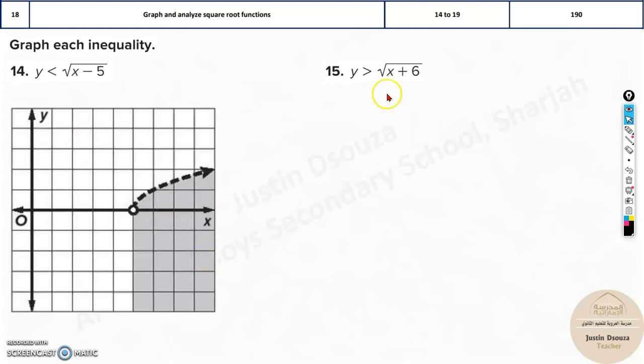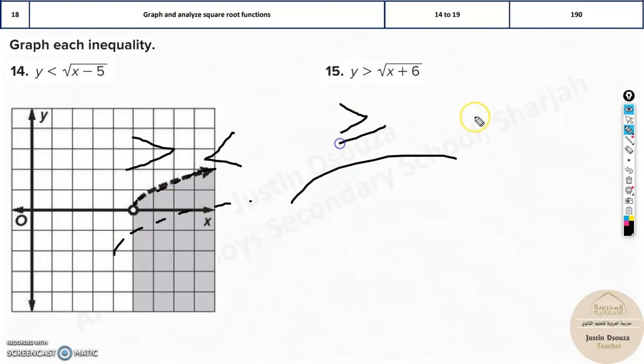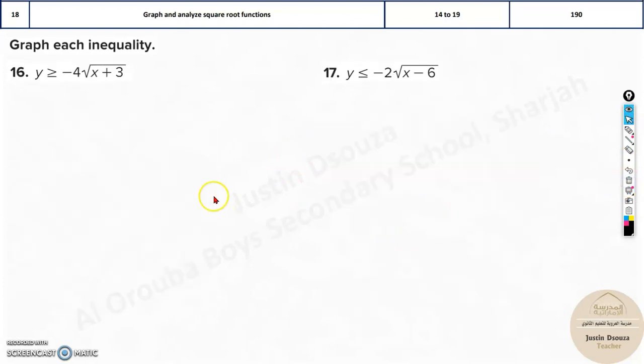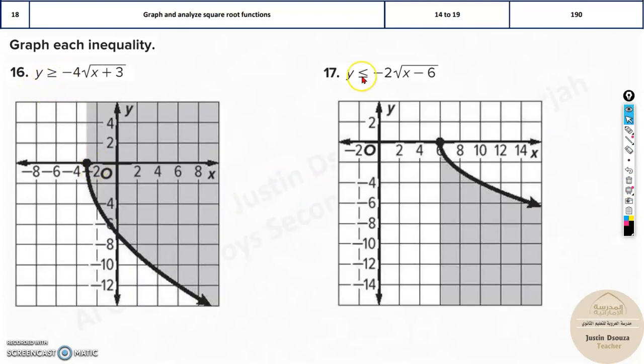How? First of all, you need to understand what is this dotted line and what is basically a straight line. Whenever you have an inequality like this, less than, greater than, you will have a dotted line like this. Whenever it's greater than or equal to, less than or equal to, it will be a straight line, a solid line. That's what we call it. Now I'll just show you over here. See, we have greater than or equal to, it's all solid.